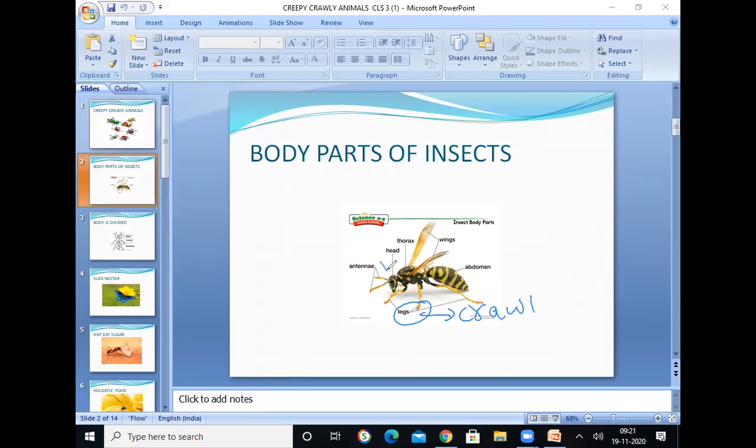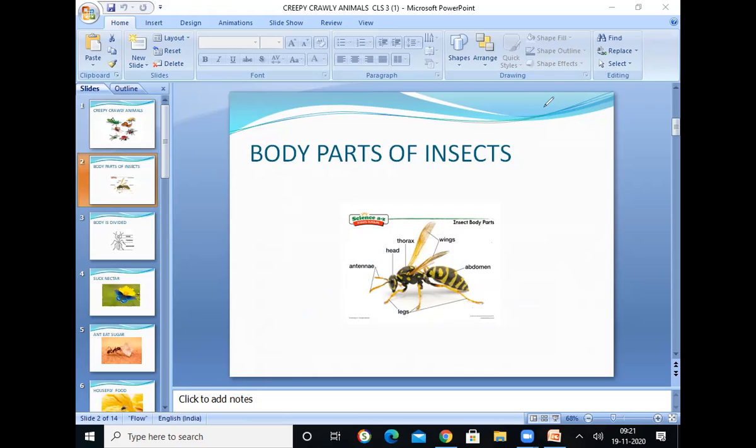With the antennae, they can smell. What are they going to do? They can smell things. Mostly the body of the insect is divided into head, thorax and abdomen. Only these three. Afterwards you can write the remaining parts like wings, legs, antennae, all those. This is about the body parts of the insect.